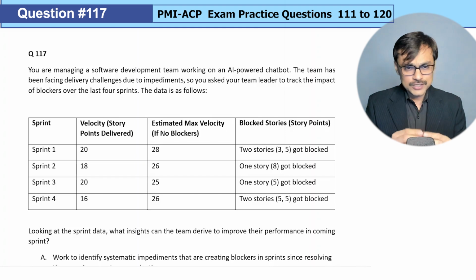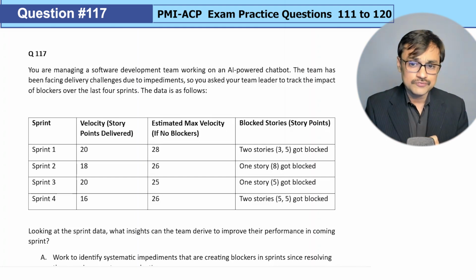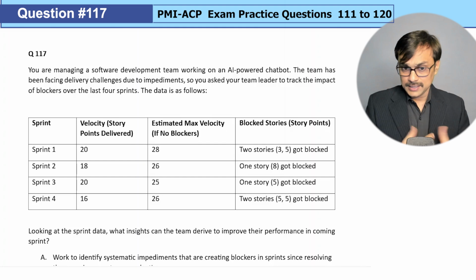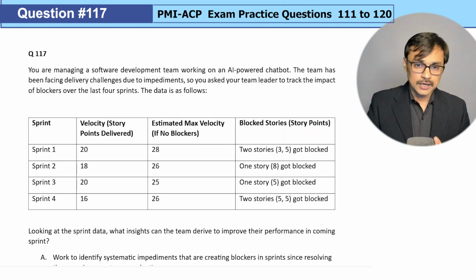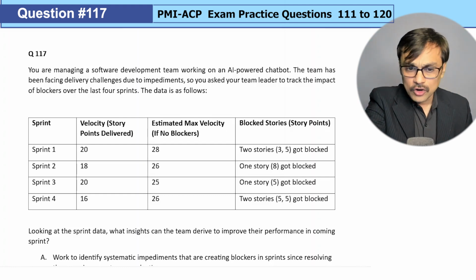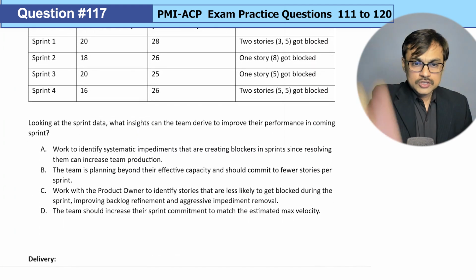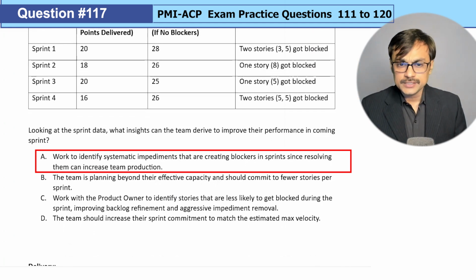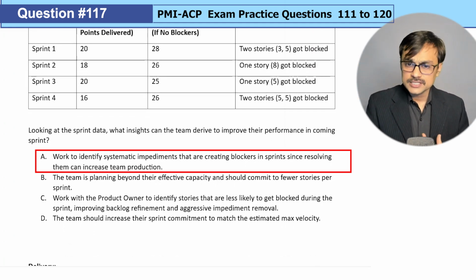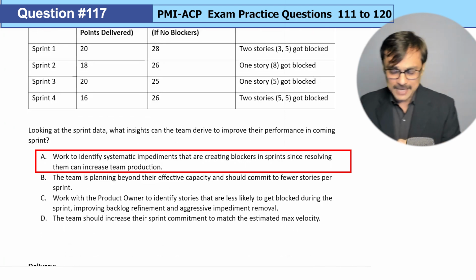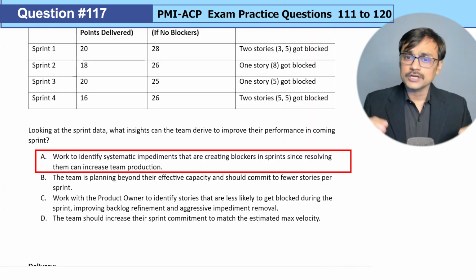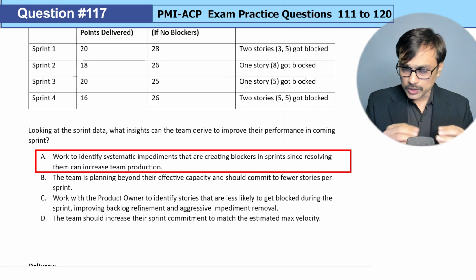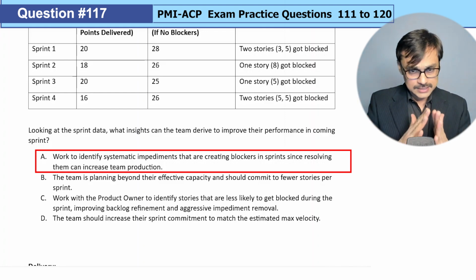In simple words, we should get rid of these blockers. We should have something which can help us remove these blockers. If we do that, we will have a better velocity, and we will not be wasting our team's time. Let's see the options. Option A: work to identify systematic impediments that are creating blockers in the sprint, since resolving them can increase team production capacity. Yes, it looks very relevant. We should be focusing on resolving these impediments so that things do not get blocked and we go fast. That's a good idea.